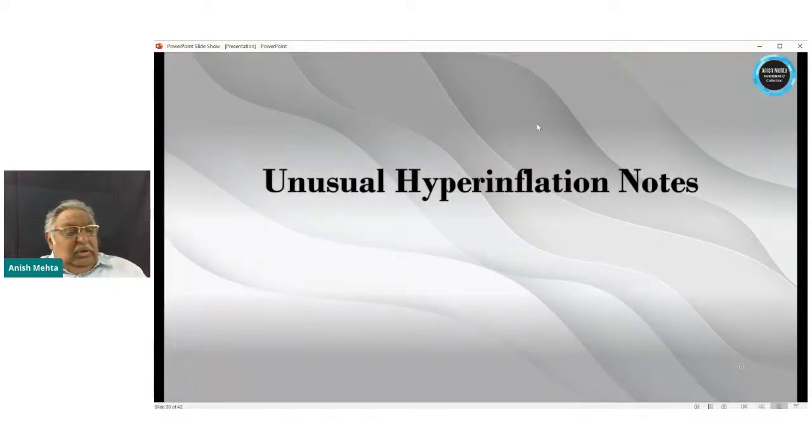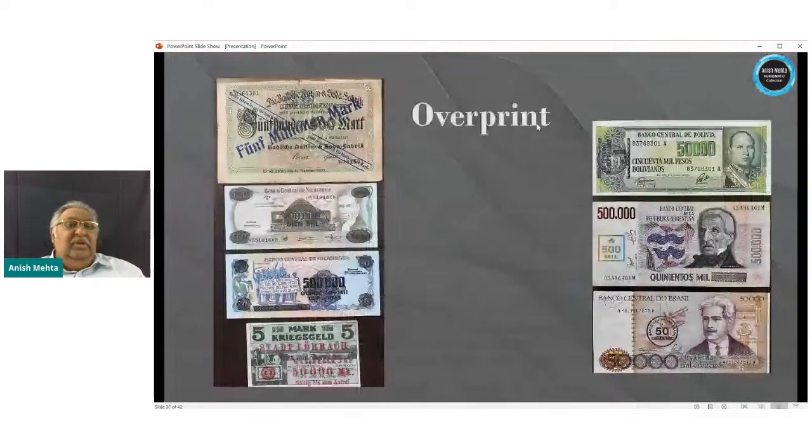Now, which would be also of more interest to you is some of the unusual hyperinflation banknotes. The overprint, which I mentioned to you earlier. Now, there are two situations in an overprint. One is you have an existing banknote and the hyperinflation has moved in and you have less time to print a completely new note. So they will take an existing note. On that particular note, they will print a higher denomination.